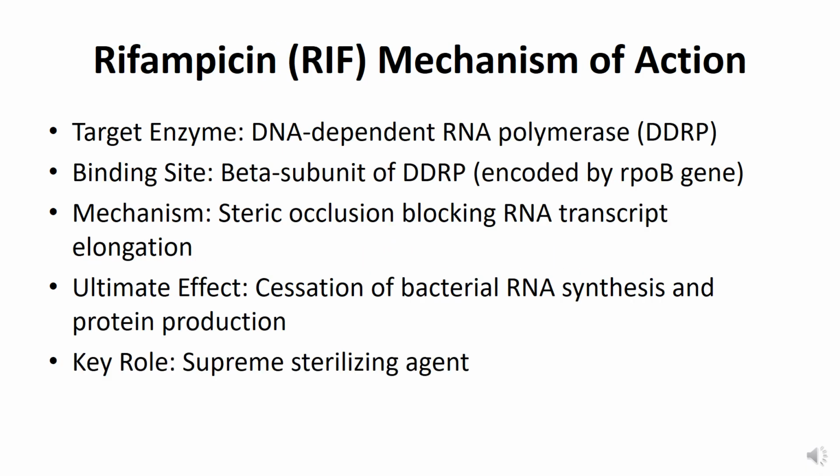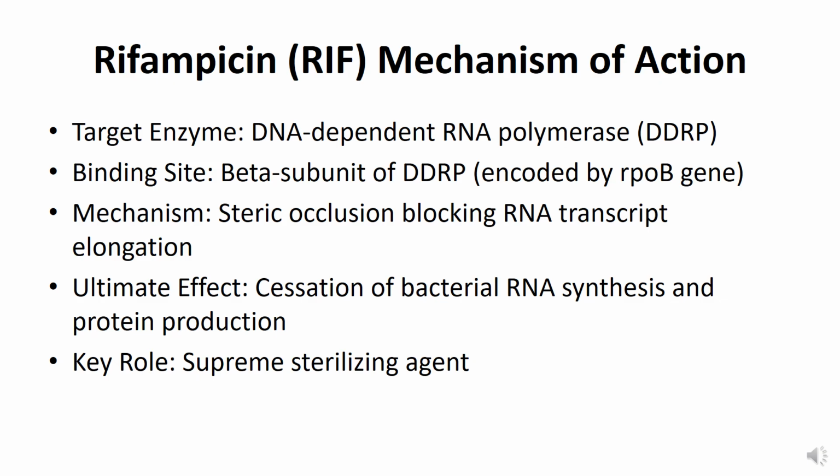Now let's turn our attention to another cornerstone of tuberculosis treatment: rifampicin, often abbreviated as RIF. If isoniazid attacks the bacterial cell wall, rifampicin attacks something equally essential: the bacterium's ability to produce genetic instructions.